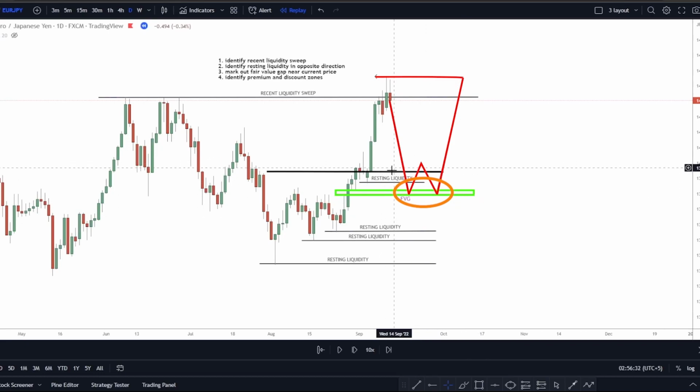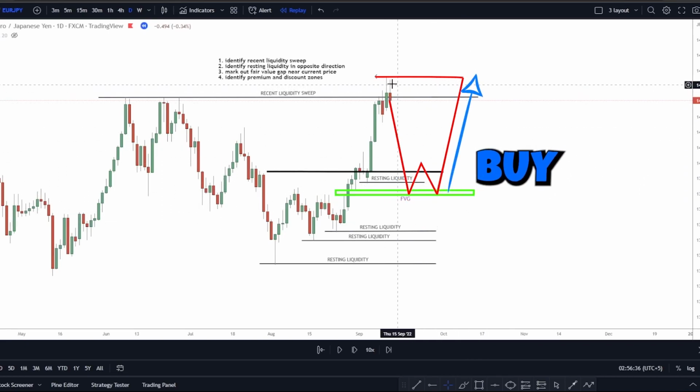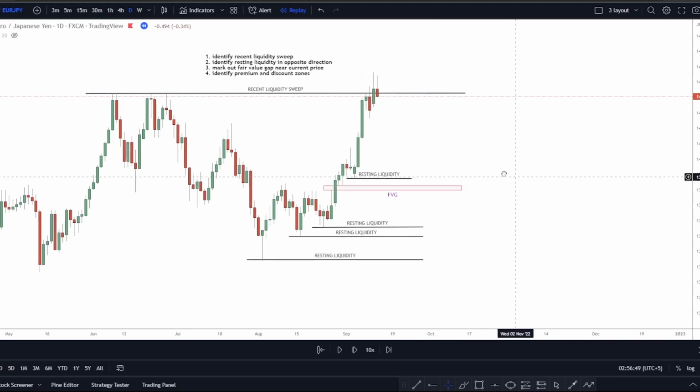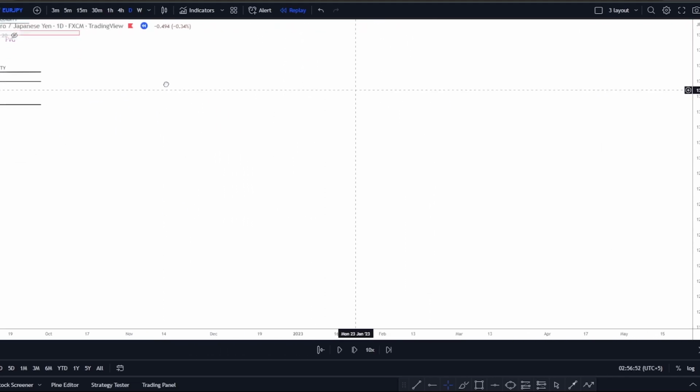If we get any sort of a structure right here, then I will be taking a buy. So let's just say the market makes a move to this level. What kind of strategy would I like to use? If you have not watched my videos, let me explain it here.